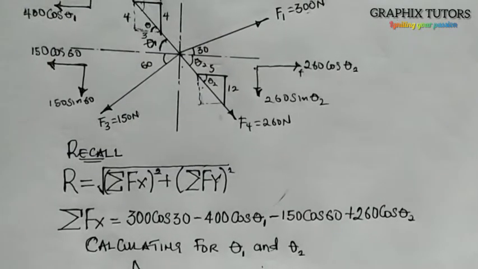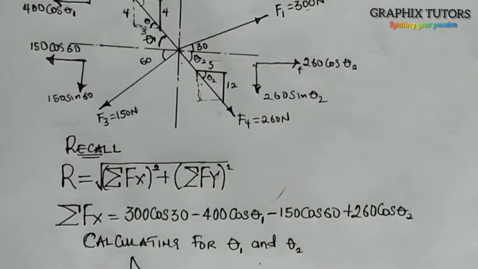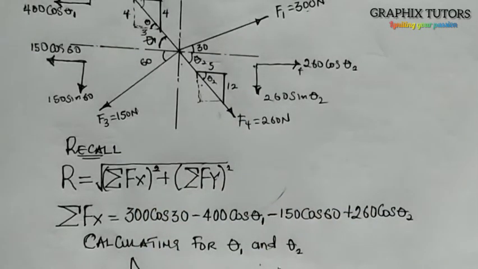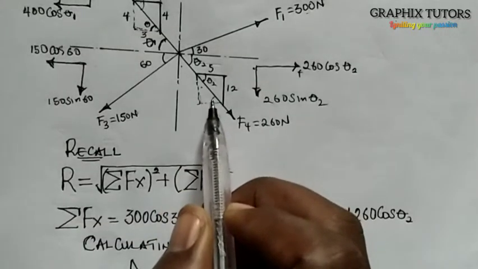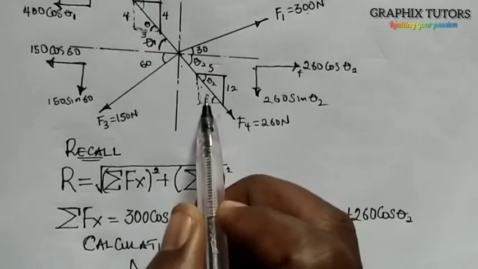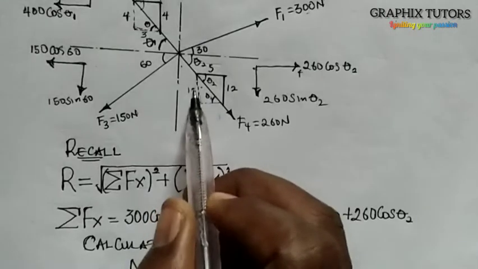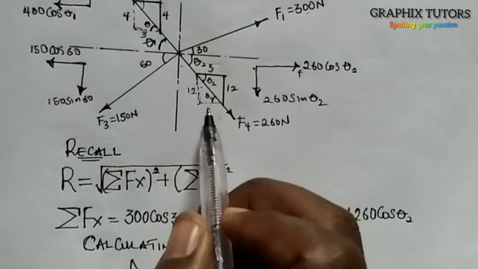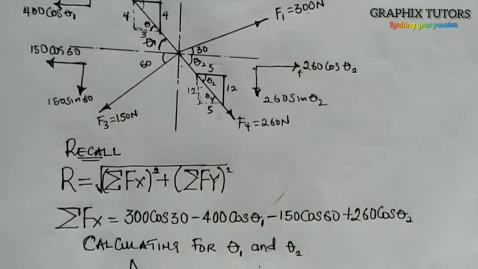If you just look at it, this will be theta 2. I'll draw my triangle that way. If here is theta 2, here also is theta 2, the alternate angle. So this is 12, here will be 12. This is 5, here will be 5. From here, we see how that goes.